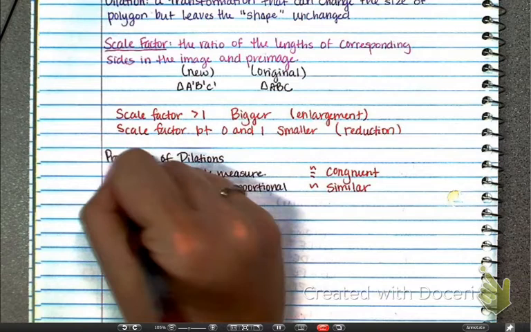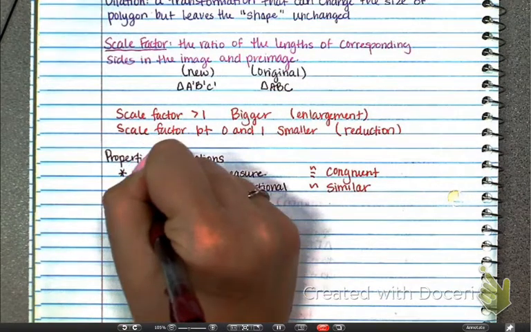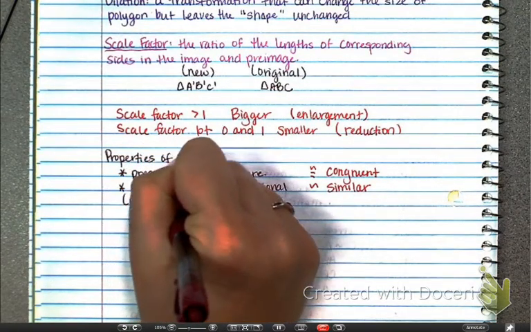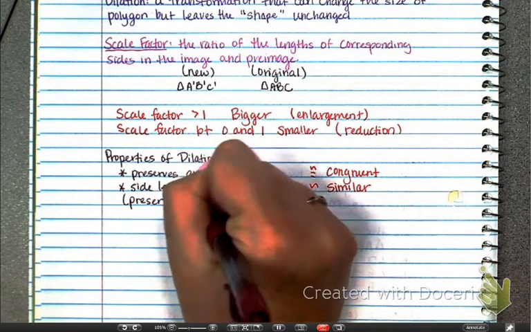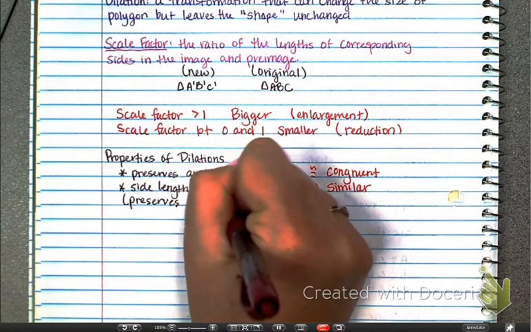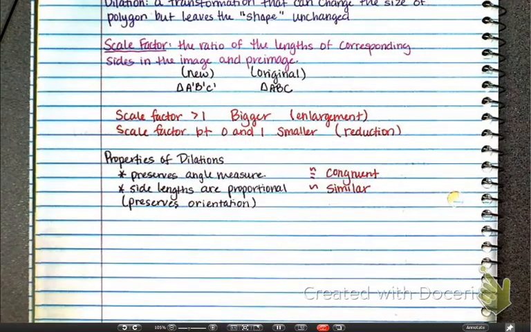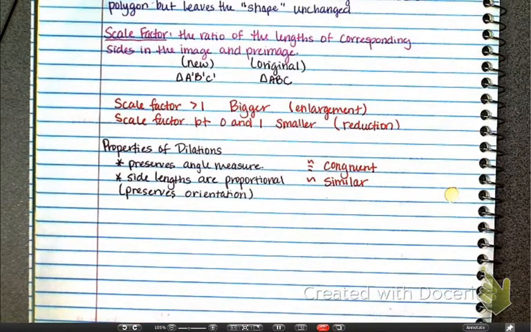With a dilation, we are going to preserve orientation. So here's what that means. There are different types of transformations. We've already said we have rotations, reflections, translations, right? We have a dilation. So we could have a figure that gets smaller and moves somewhere on our graph. That's okay. What's not okay is for the letters to start switching places.